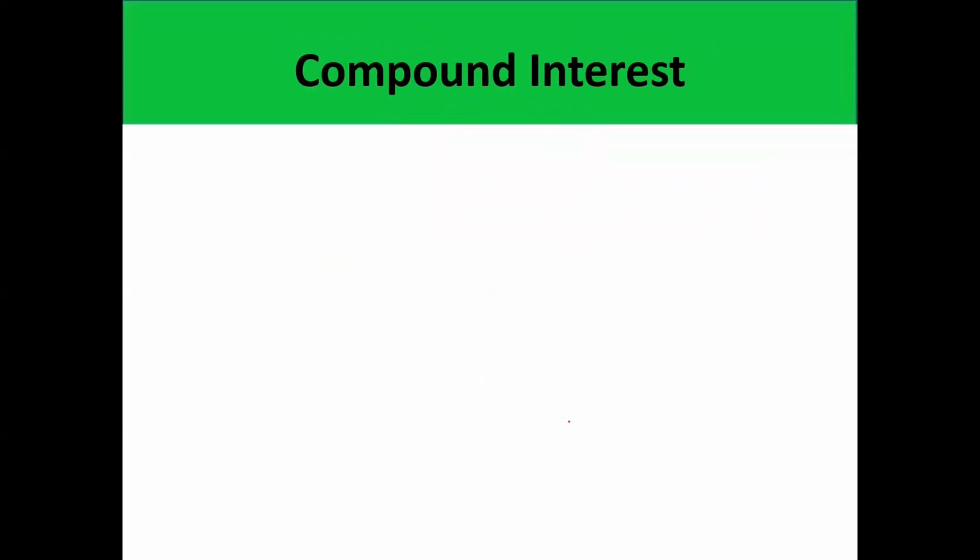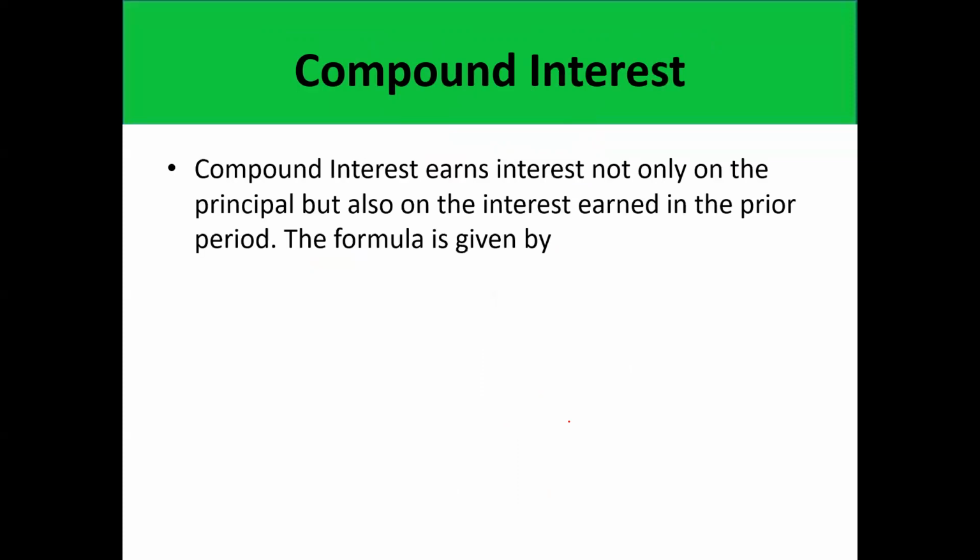Now next, after understanding simple interest, let us try to understand what compound interest is. Compound interest earns interest not only on the principal but also on the interest earned in the prior period. So in compound interest, it's possible that the investment will earn interest a number of times in 1 year. And in the case of borrowing, it's possible that the interest charges will be applied a number of times in 1 year.